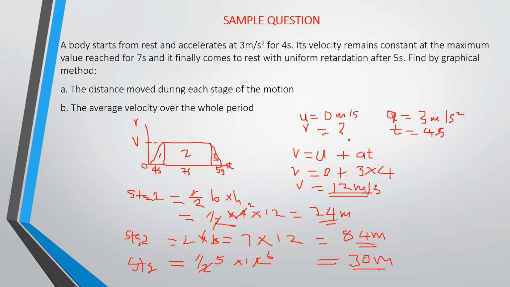So for each stage of the journey, for stage 1, the distance covered is 24 meters. Stage 2, distance covered is 84 meters, and stage 3, distance covered is equal to 30 meters. So this is the solution for question A for this particular question. Okay, so I hope this is simple and you can easily relate to solving this problem. Alright, so then for the second one, the average velocity over the whole period.